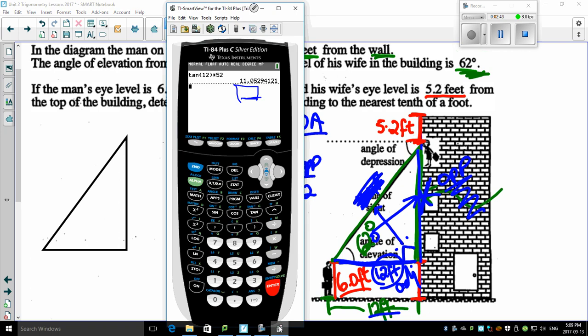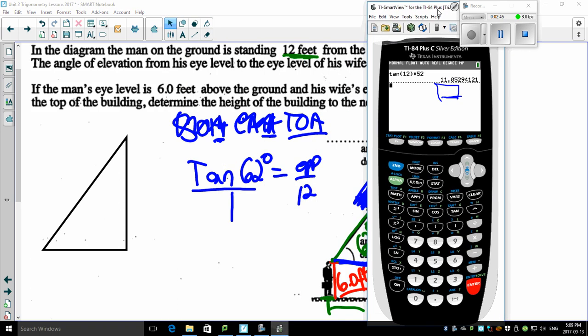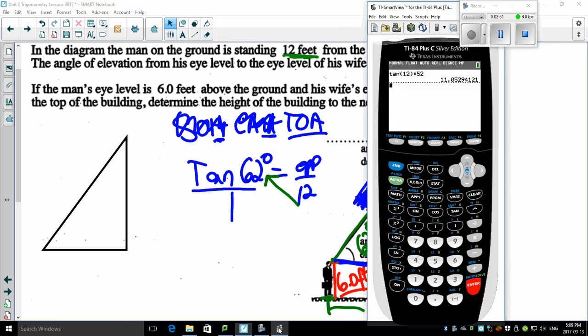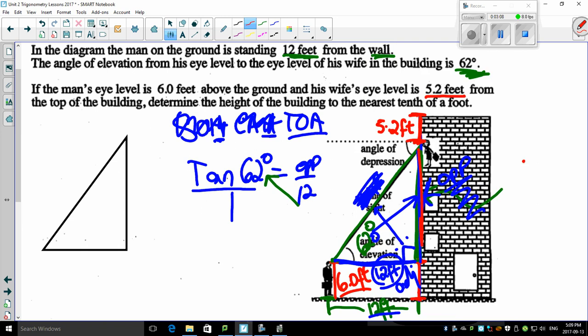So bring up the calculator. This is going to be a nice cross multiply. 12 times tan 62. Clear? 12 times tan 62. Bracket, and we've got a nice measurement here of 22.568, so 22.57. So this height here is 22.57. I don't know if you can read that.